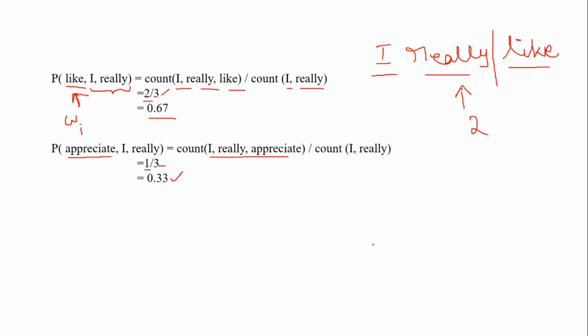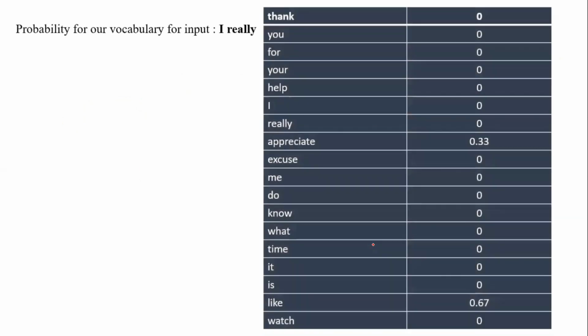In this way, you can find the probability for the complete vocabulary for the input "I really". This is the probability for all the words present in the vocabulary, and you can see all values are 0 except "appreciate" and "like". Among these two words, as "like" has the higher probability, 0.67, we can say that the next probable word is "like".